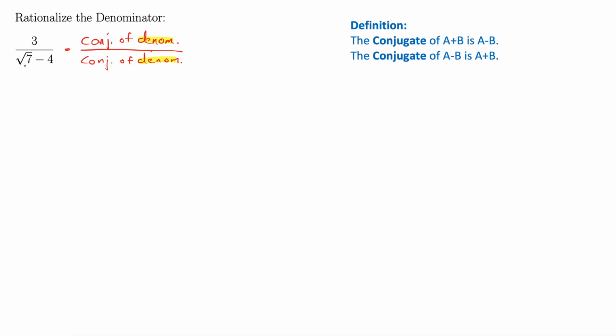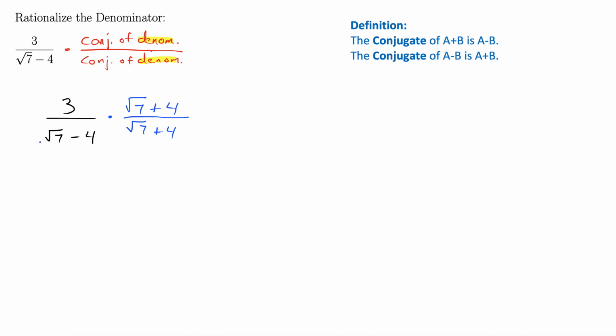The conjugate of our denominator is rad 7 plus 4. So this is how it works. And something really incredible happens when you use this trick. I call it the conjugate trick. Here we go. 3 over rad 7 minus 4 times the conjugate of the denominator. Okay, so rad 7 plus 4 on the top and the bottom.